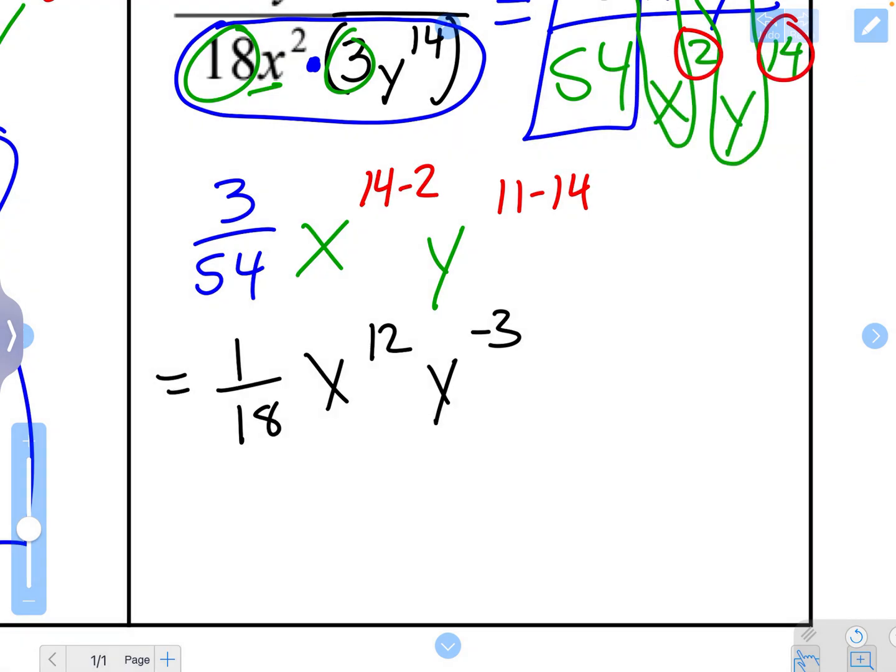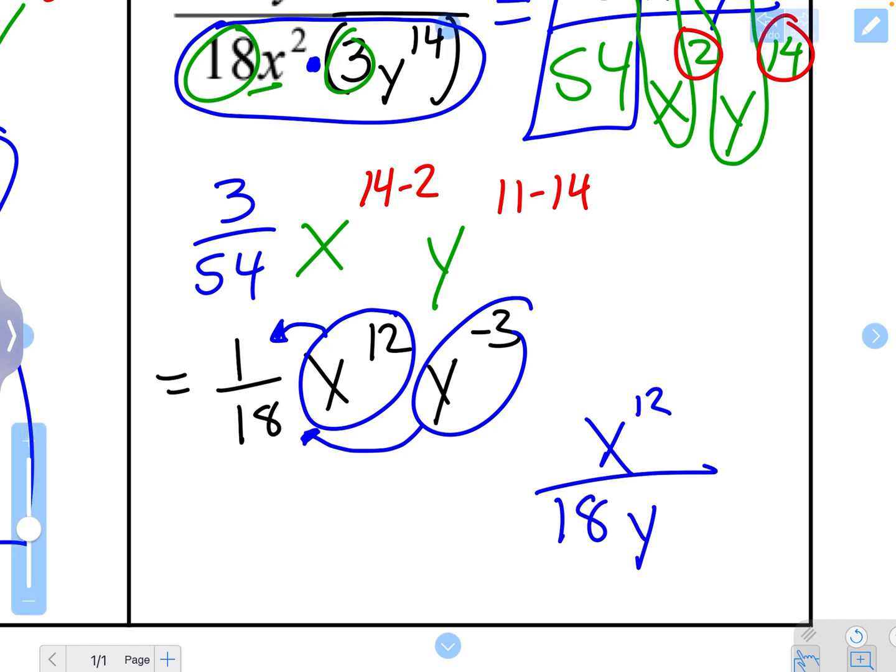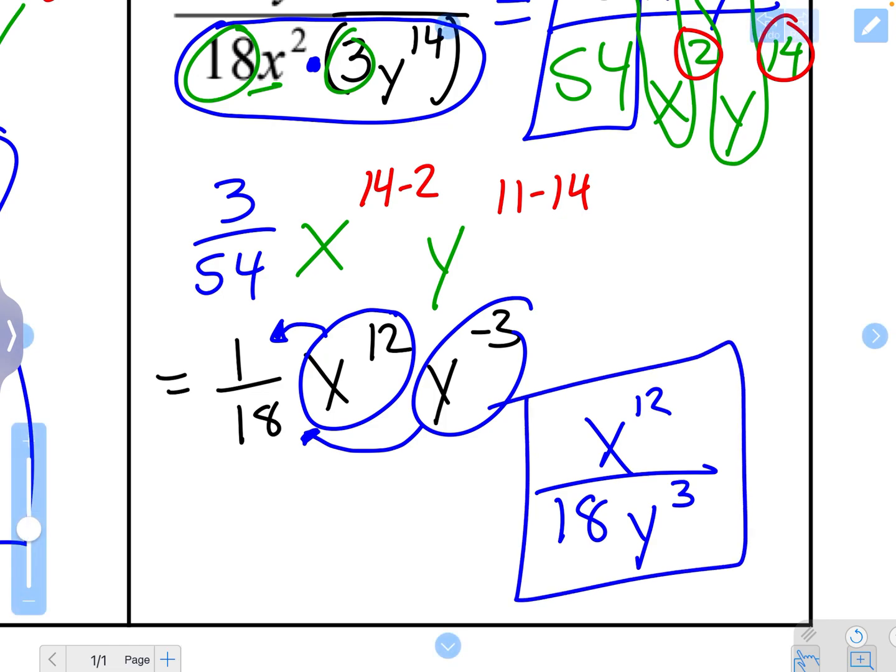Again, that is correct, but it is not my most correct form. Because the x has a positive exponent, I'm going to write the x on the top. Because the y has a negative exponent, I'm going to write the y on the bottom. So I end up with x to the 12th. I need to keep the 18 on the bottom. And when I move the y to the bottom, the 3 becomes positive. And that is how we divide exponents.